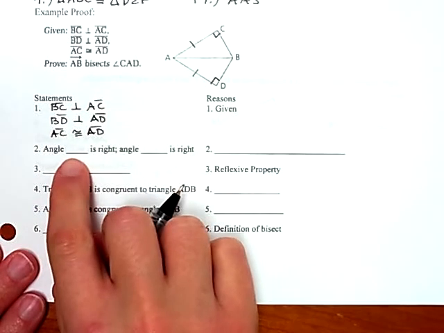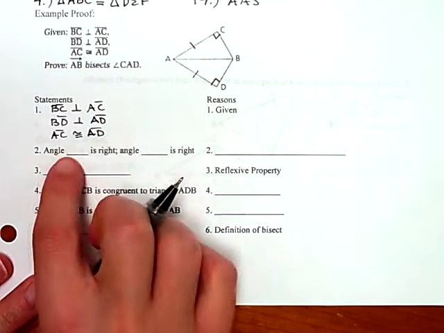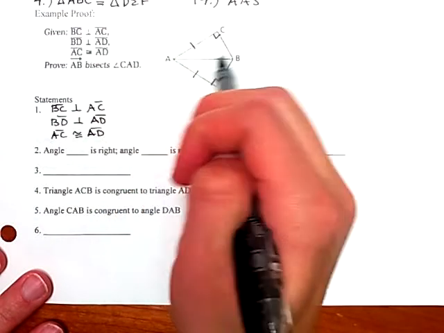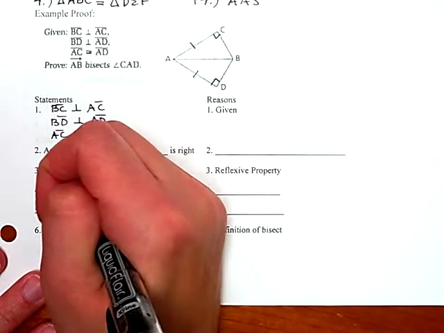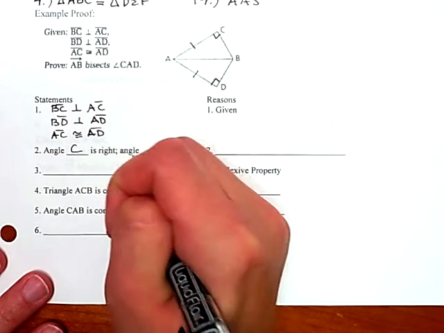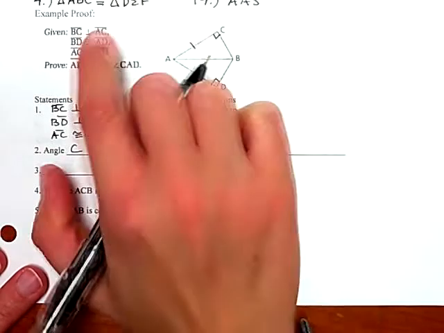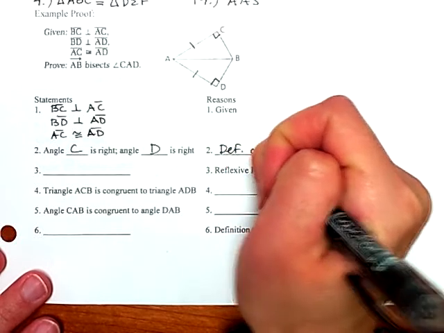So now we have to formally, because of these two segments being perpendicular, we now know we have two right angles. One of them is right there, so we could say angle C and angle D, since those are the only angles there, to save ourselves some time. So angle C is right and angle D is right. Why? Well, we use the fact that we have these perpendicular segments, so we can say by definition of perpendicular.